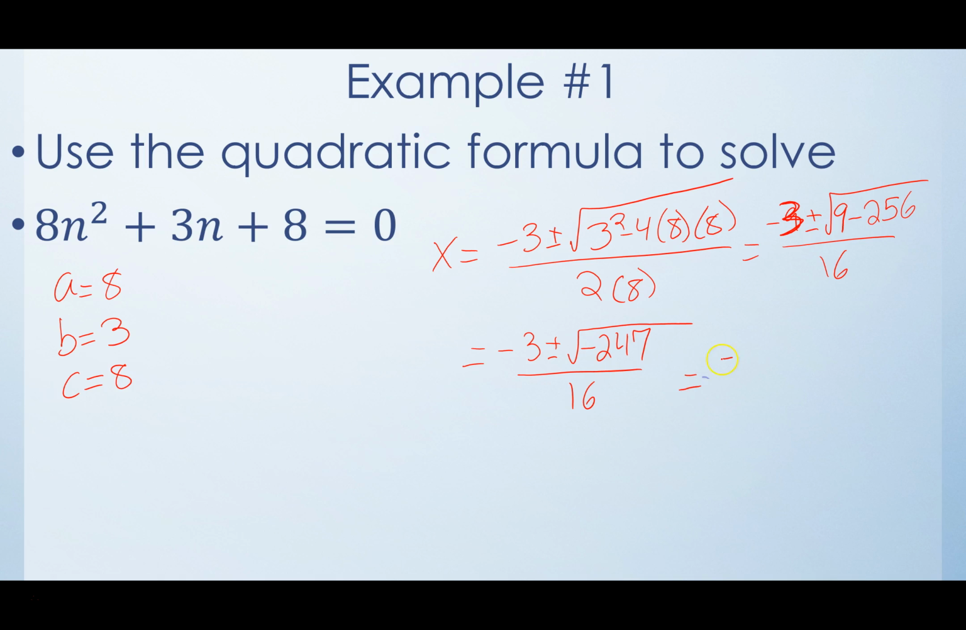So all we can do is negative 3 plus or minus i square root of 247, over 16. And that'd be our final answer.